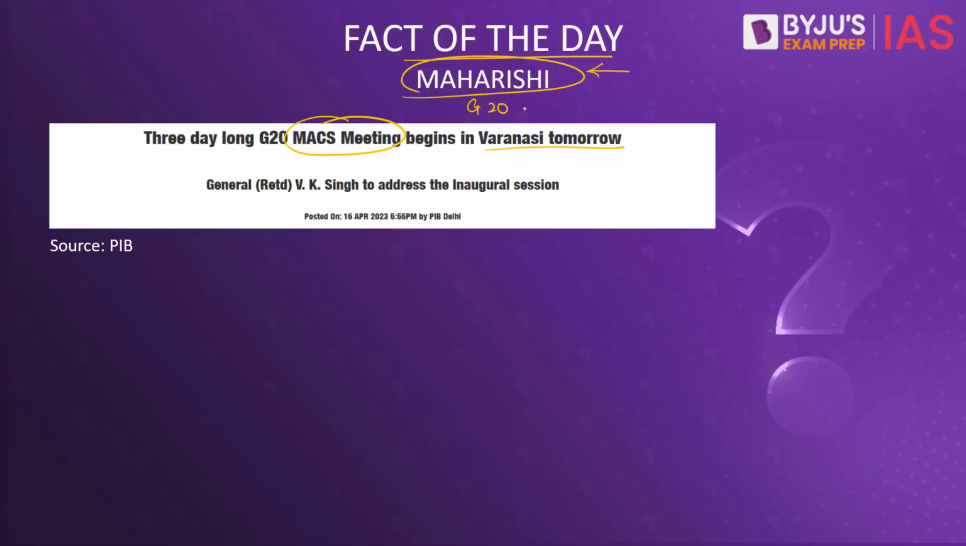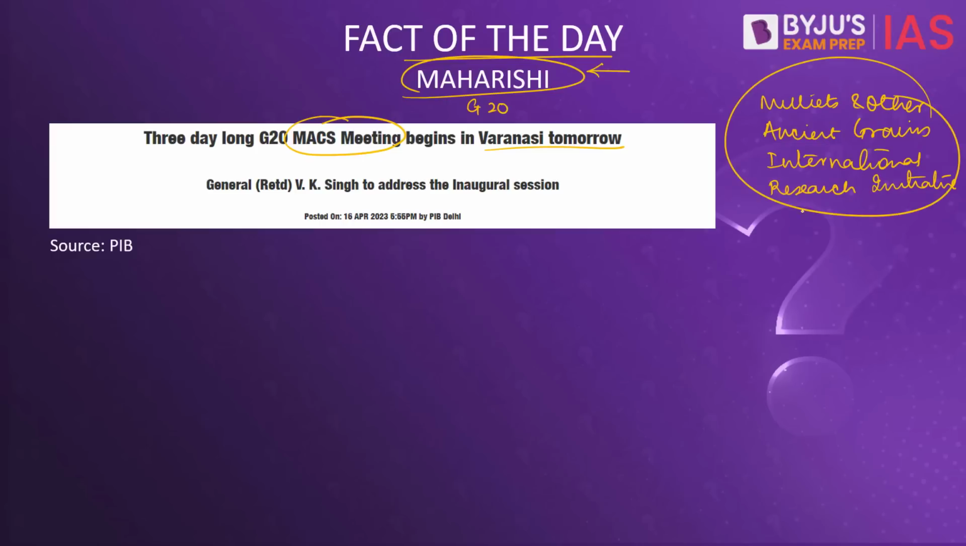Now, what is MAHARISHI? It is Millets and Other Ancient Grains International Research Initiative. Now, India will propose this initiative that will help in increasing the research collaborations between the member countries and generate awareness about millets and other ancient grains, because this year we are celebrating the International Year of Millets. So the government of India is trying to promote the demand of these millets across a lot of forums and platforms. Now India is the biggest producer of millets in the world.